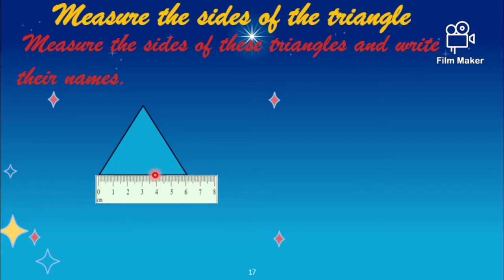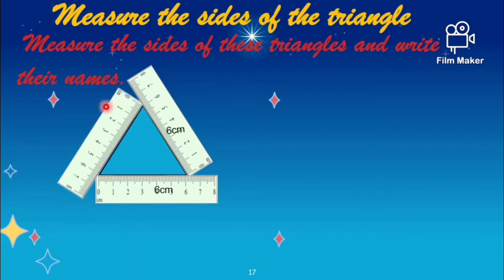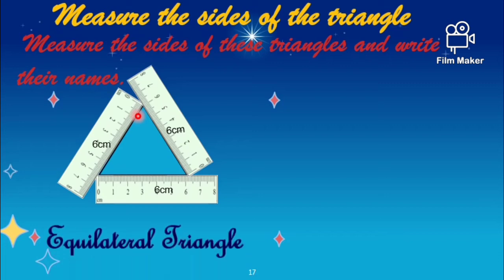This side of the triangle is 6 centimeters. Then the second side of the triangle is also 6 centimeters, 0 till 6. Then the third side is also 6 centimeters. If a triangle has all equal sides, it is called an equilateral triangle. It means the given triangle is an equilateral triangle because all its sides are equal.